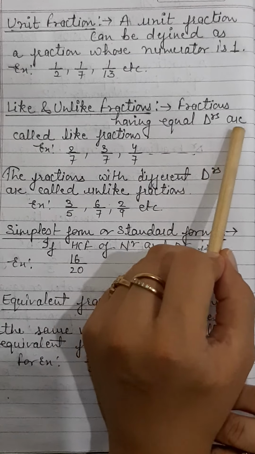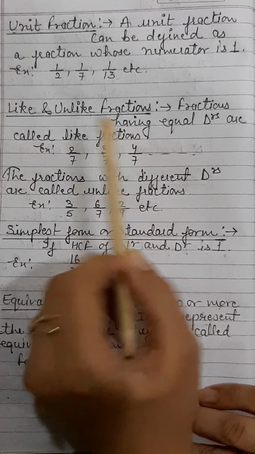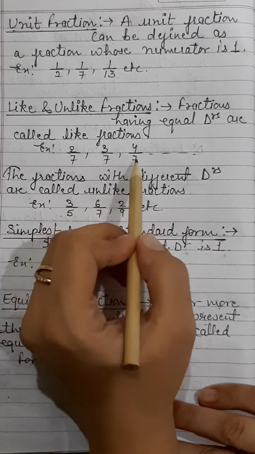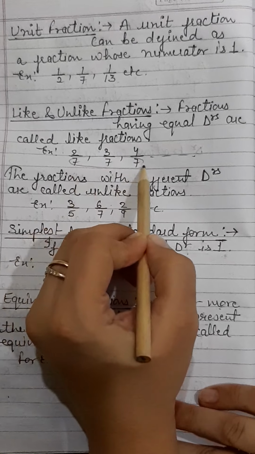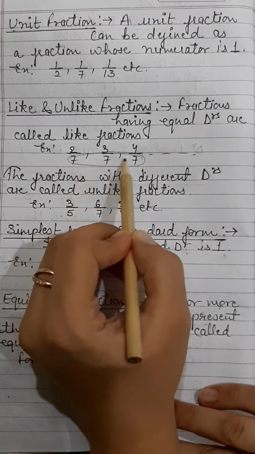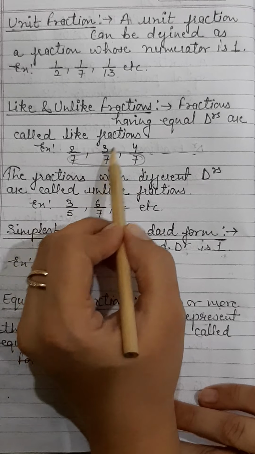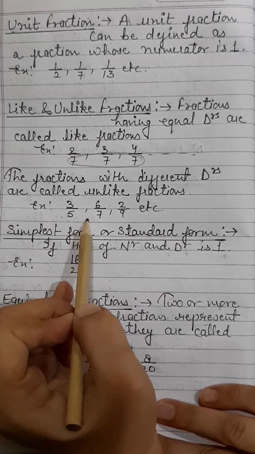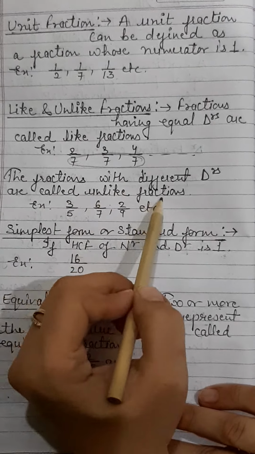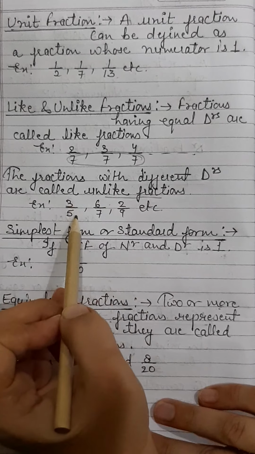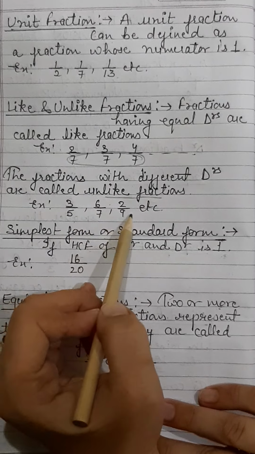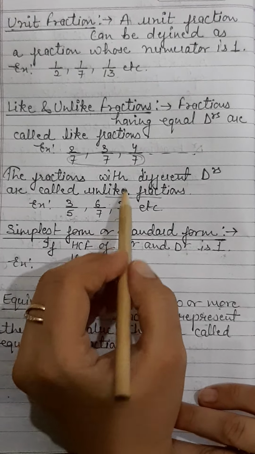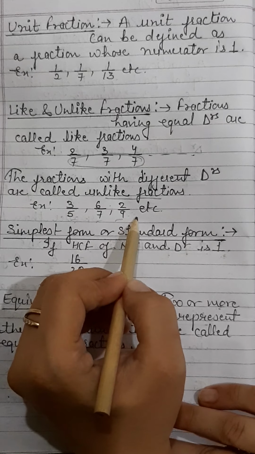Fractions having equal denominators are called like fractions. You can see in these fractions 2 by 7, 3 by 7, 4 by 7, every time denominators are coming same, 7. So 2 by 7, 3 by 7, 4 by 7 are called like fractions. If denominators are different, those fractions are called unlike fractions. Here you can see 3 by 5, 6 by 7, 2 by 9. Every time denominators are different, 5, 7, 9. Clear? So these are called unlike fractions, right?